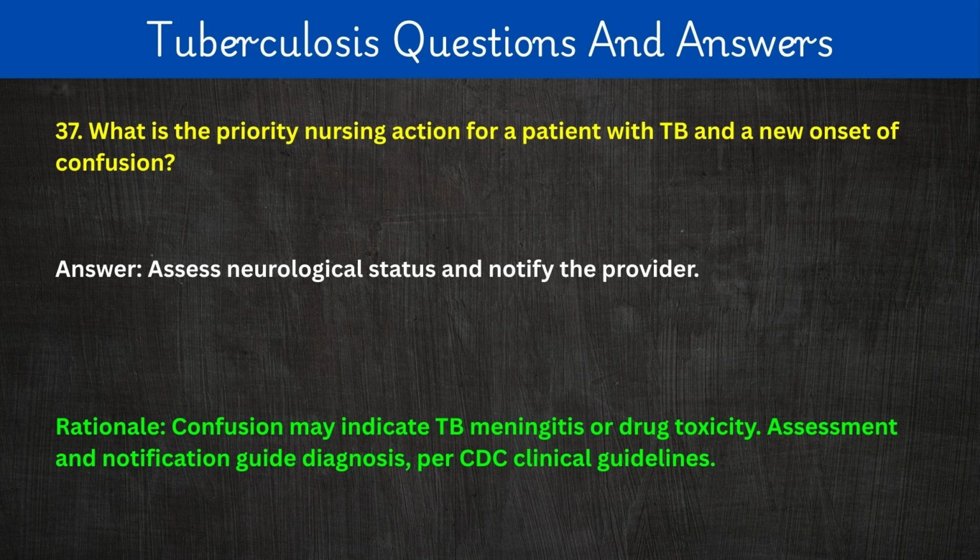37. What is the priority nursing action for a patient with TB and a new onset of confusion? Answer: assess neurological status and notify the provider. Rationale: confusion may indicate TB meningitis or drug toxicity. Assessment and notification guide diagnosis, per CDC clinical guidelines.